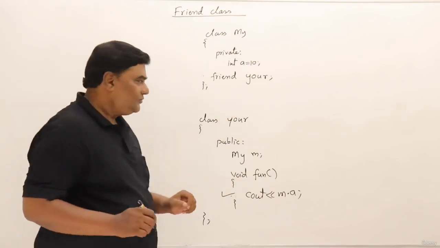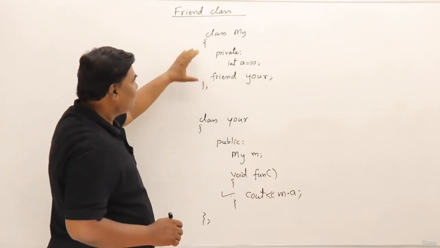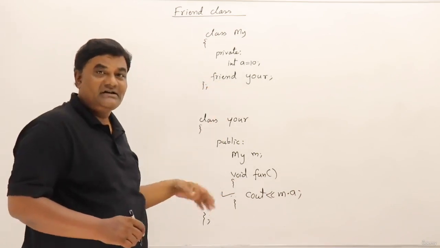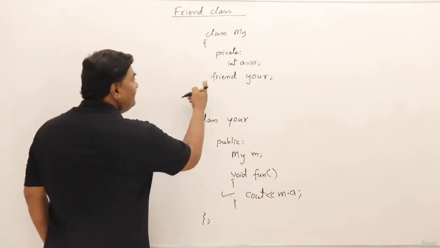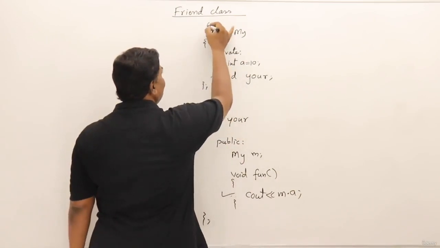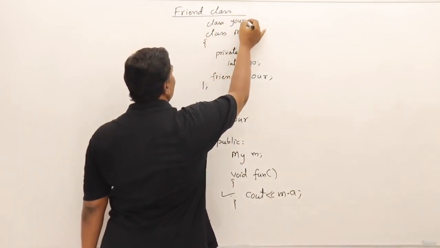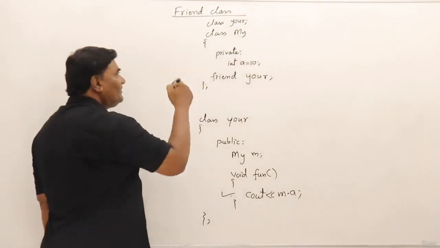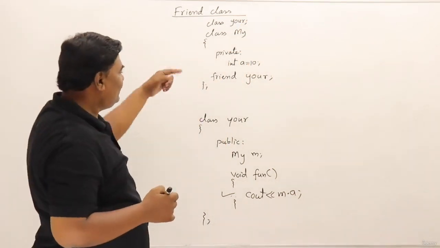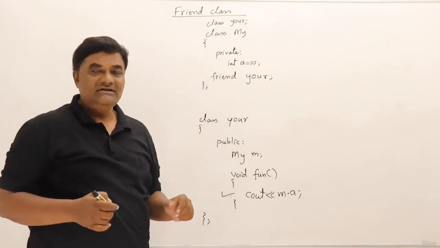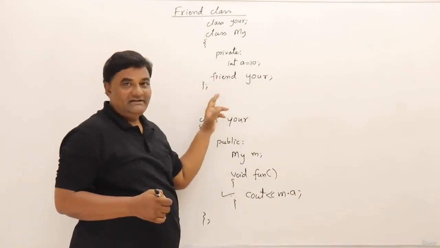But one more thing we have to do. When I write friend here, the compiler will say that there is no class like your. So I must write down the name of the class before using it. So I must write one more line here, that is class your, just a semicolon. Don't write brackets there. If you write brackets, then it's a redeclaration of a class. Just the name we have declared. So now this statement will be valid.